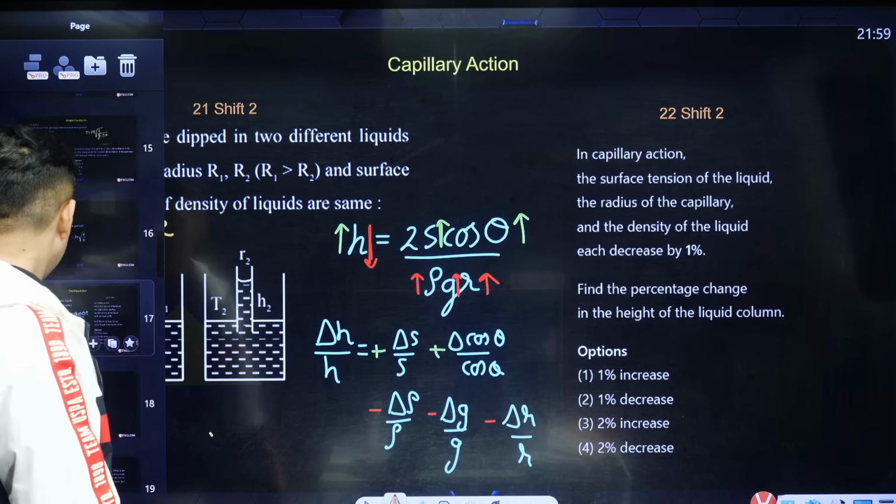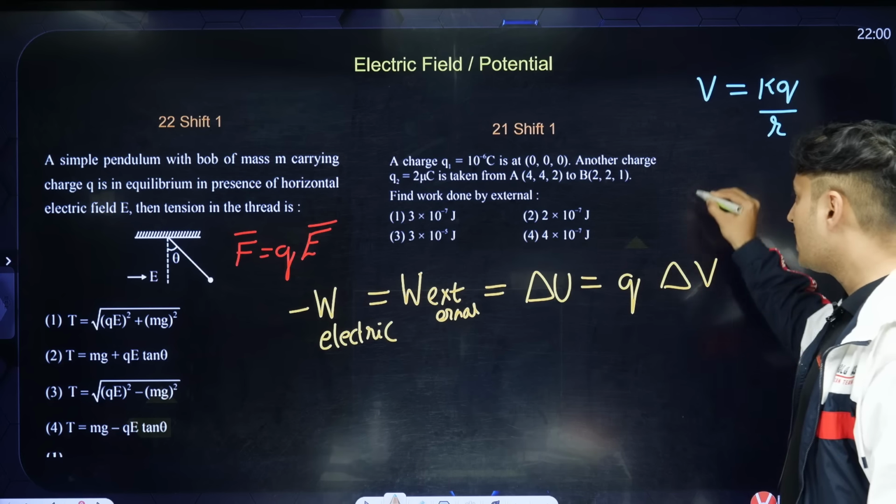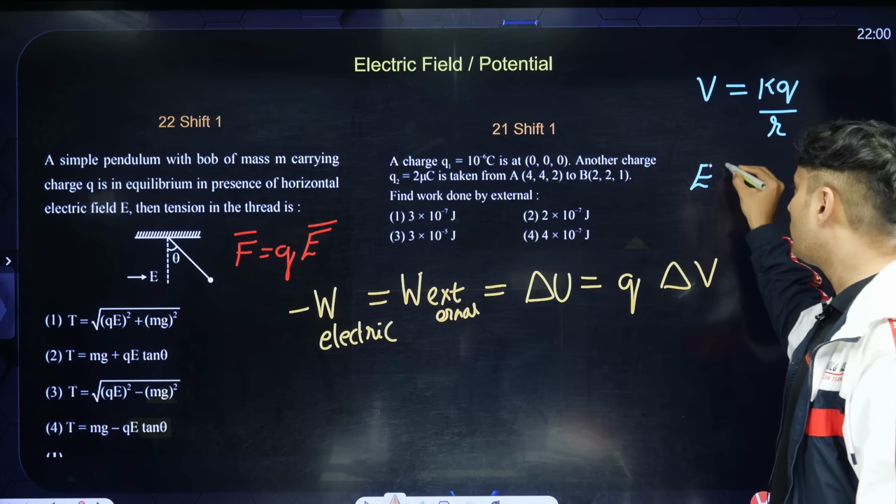So this formula is very, very useful many times. You should be able to remember the potential formulas due to point charges or standard geometries. The potential is given by kq by r for a point charge. The field due to a point charge is kq divided by r square. Remember, potential is a scalar quantity, field is a vector quantity.